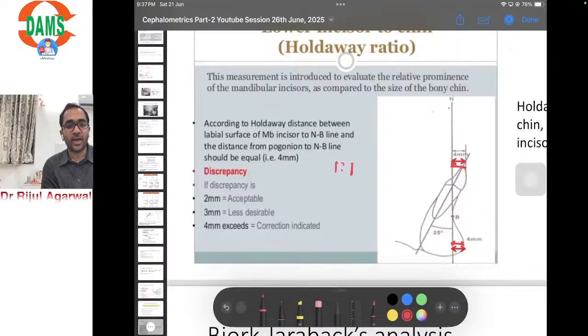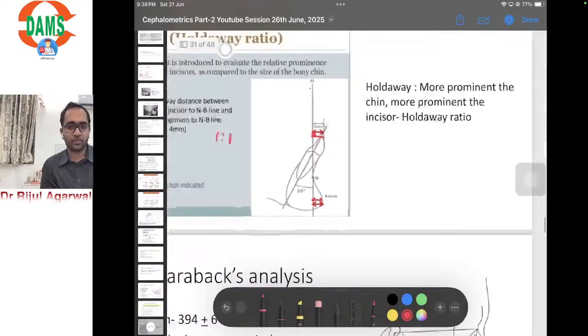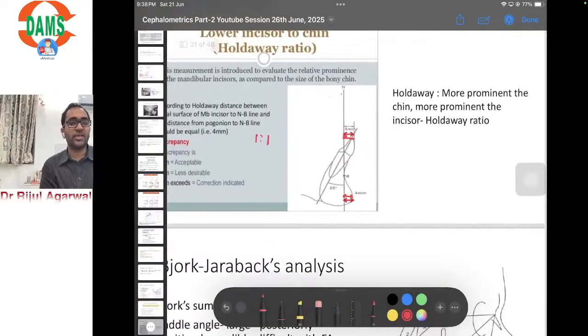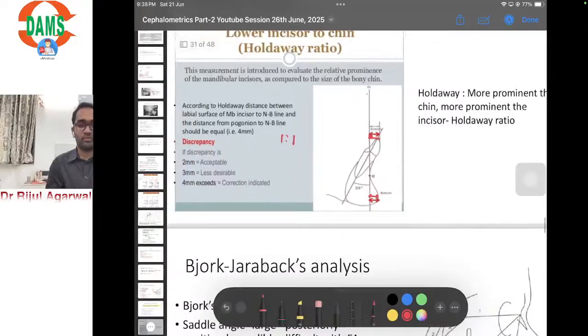So how to correct that depends upon at what level the discrepancy is. If the discrepancy is at the level of the incisor, you need to retract or protract as such. If the discrepancy is at the level of the bony chin, the patient needs to undergo genioplasty or modification as such. So what he said is, the more prominent the chin, the more prominent the incisor should be, so as to have a balanced lower facial profile.